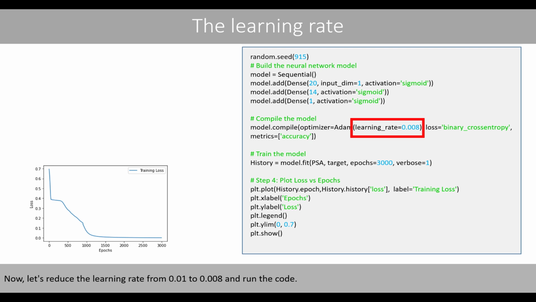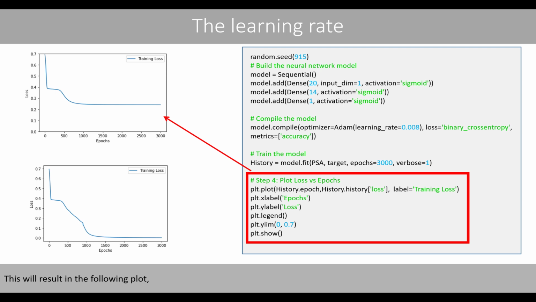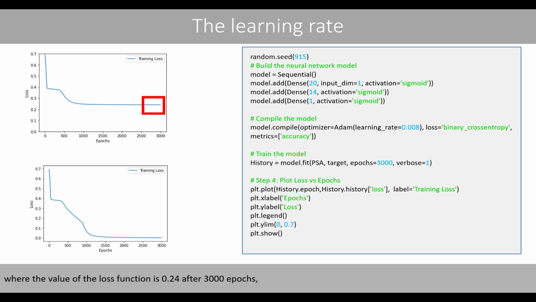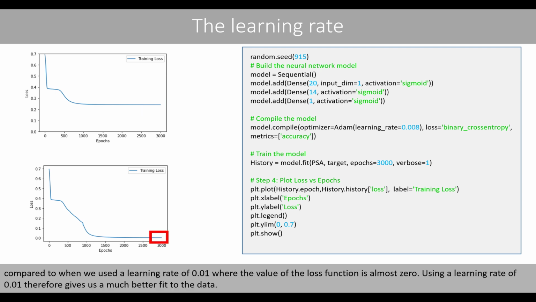Now, let's reduce the learning rate from 0.01 to 0.008 and run the code. This will result in the following plot, where the value of the loss function is about 0.24 after 3000 epochs, compared to when we used a learning rate of 0.01, where the value of the loss function is almost zero. Using a learning rate of 0.01 therefore gives a much better fit to the data.